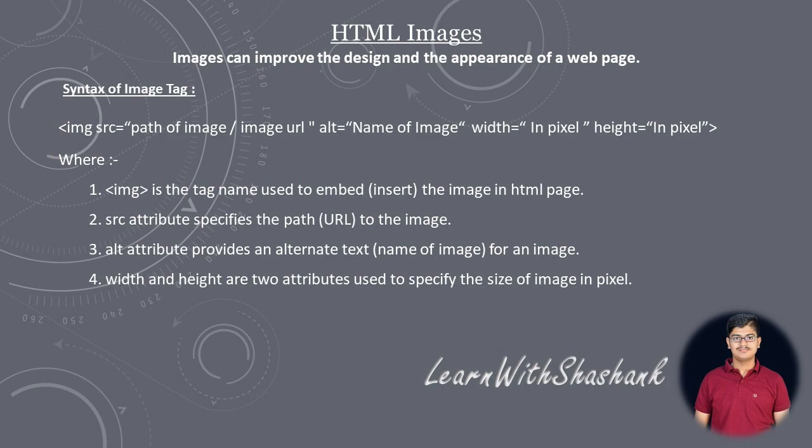The attribute src is called source of the image, means it shows the URL of the image. The alt attribute is used to specify the name of the image. It is used if image is not available. Width and height attributes used to specify the size of the image in pixel. Example of the image tag as shown below.